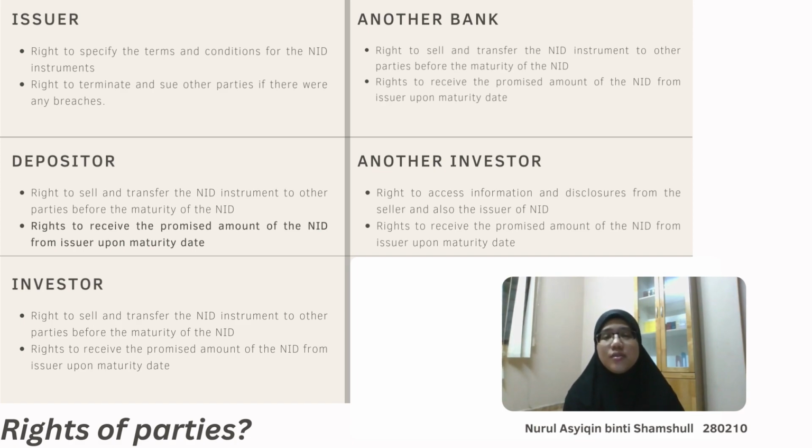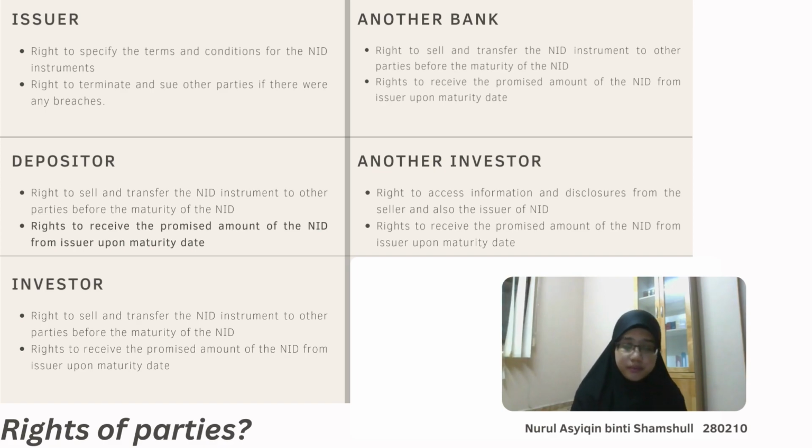The second right of the investor is the right to receive the promised amount of the NID from the issuer upon the maturity date. Upon maturity of the NID instrument, if the investor holds the NID, they have the right to receive the amount of principal plus the interest which has been decided by the issuer.